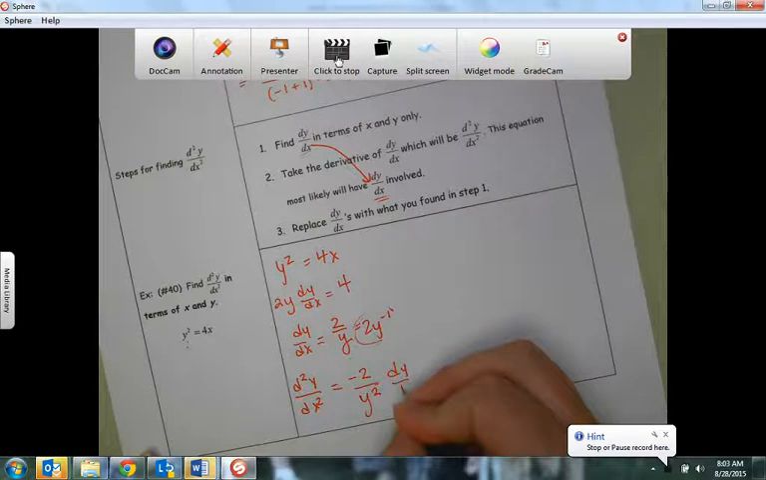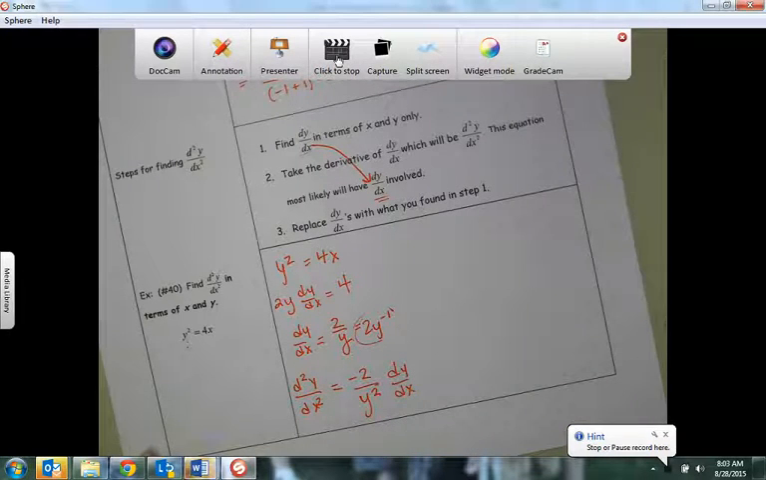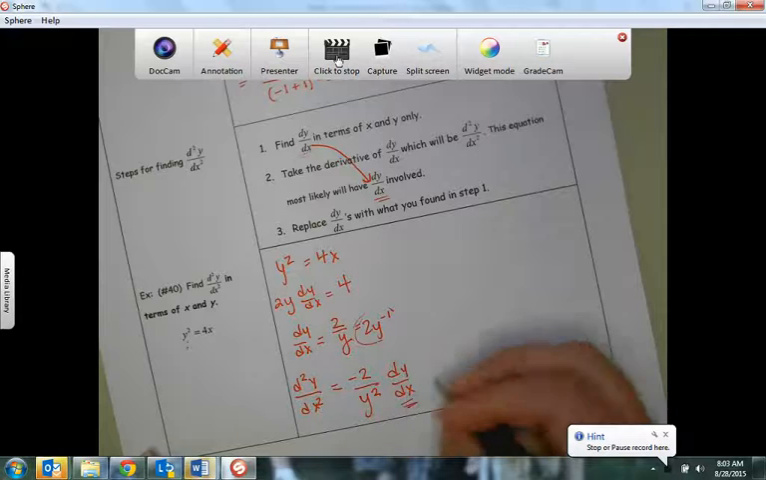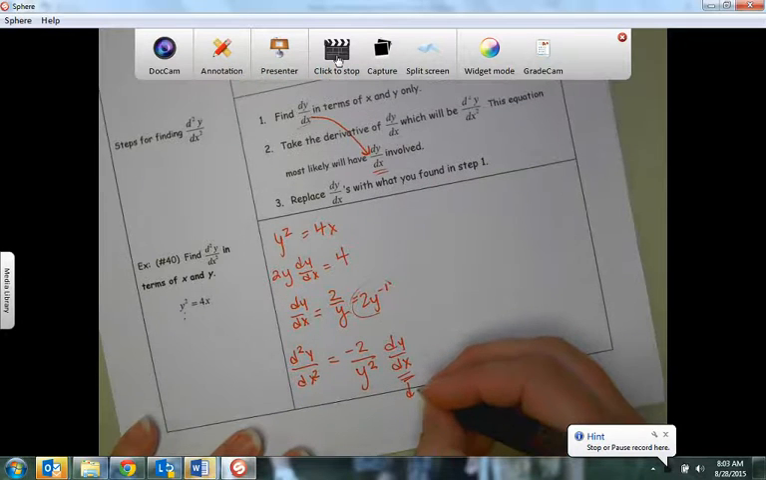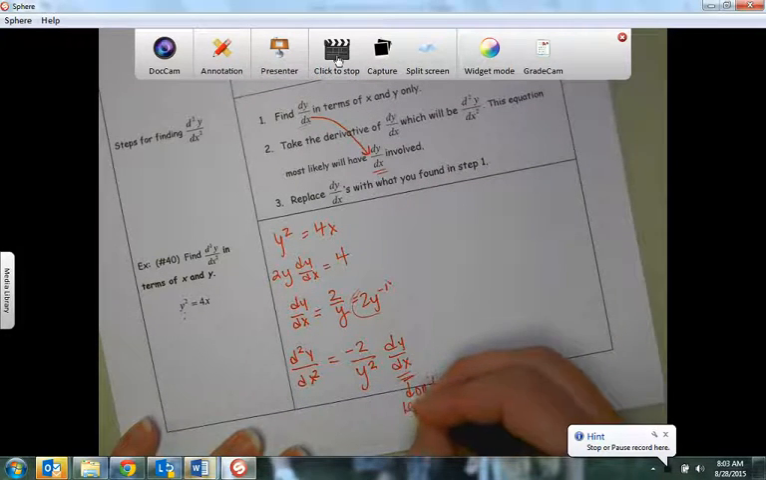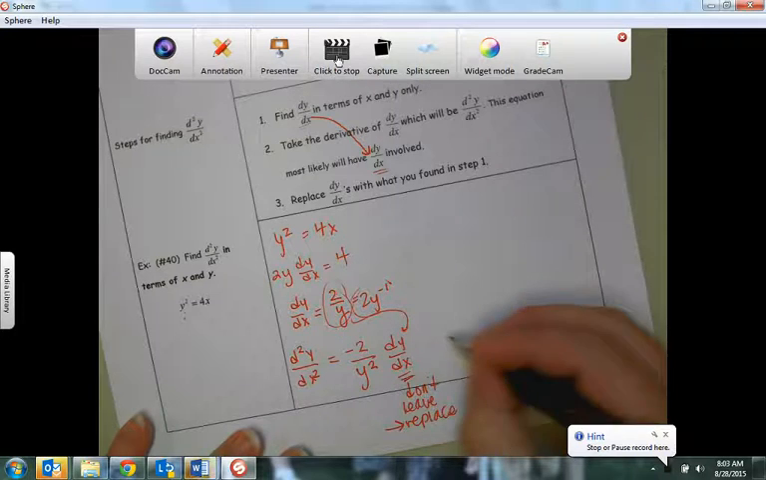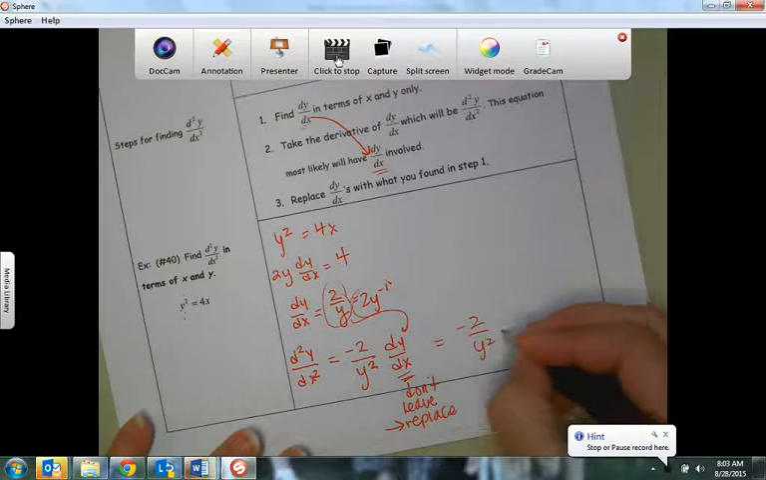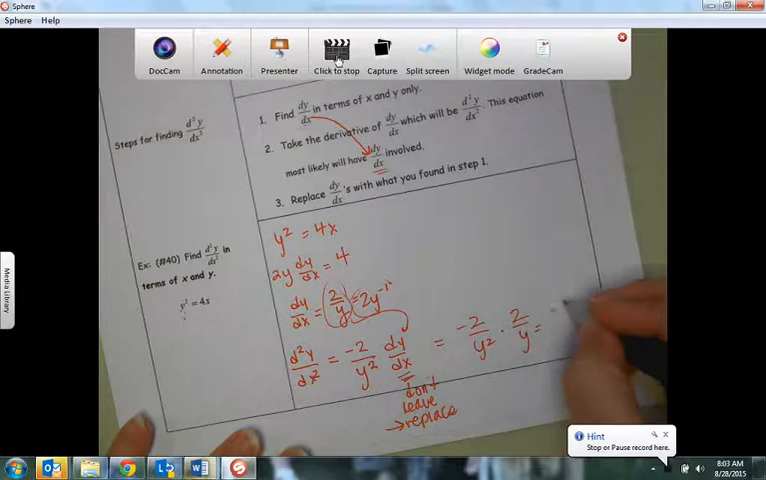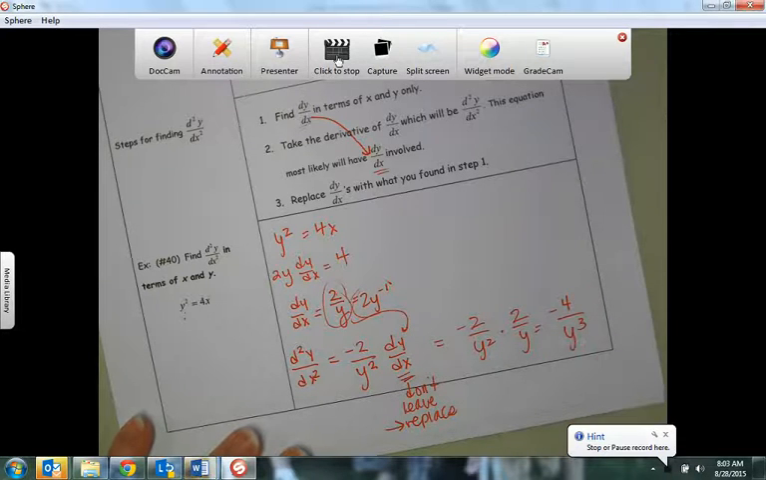And I took the derivative of y, so I write dy dx. But I don't want to leave that, so don't leave. We have to go replace from what we just found up above. So there's our second derivative.